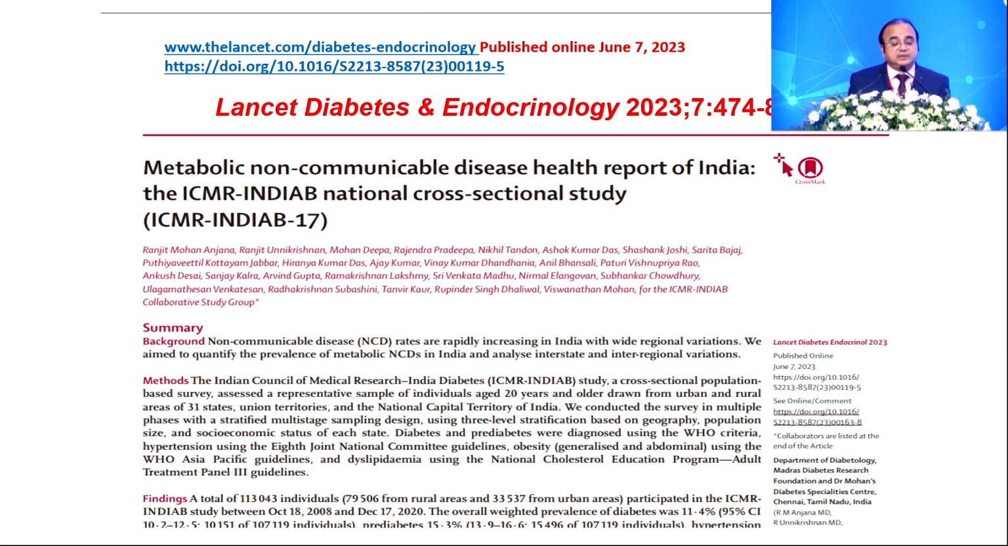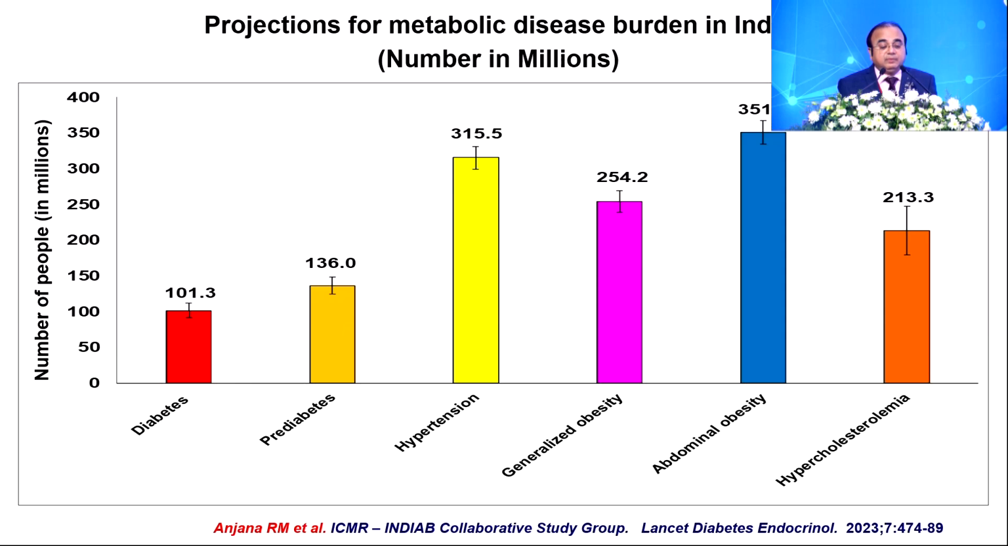Anjana was the first author in that, and here we have shown what is going to happen with NCDs, especially in the context of our country. And as ADA has also endorsed, obesity and type 2 diabetes is the leading risk factor in diabetic subjects. So if you look at this data, we can see very well that 101.3 million, more than 100 million people have diabetes, and 136 million have pre-diabetes.